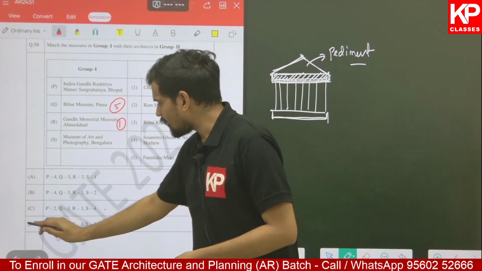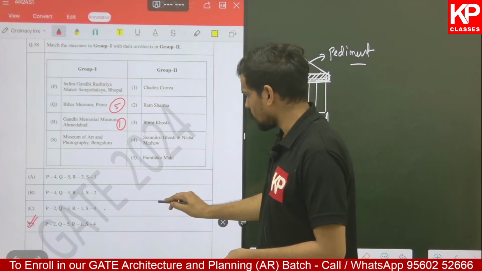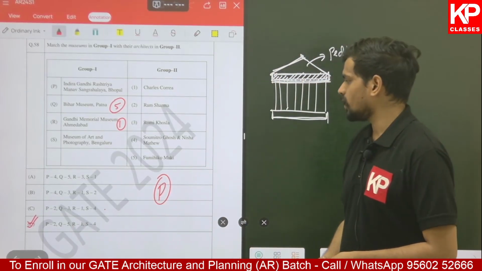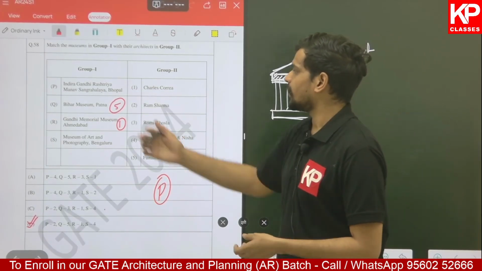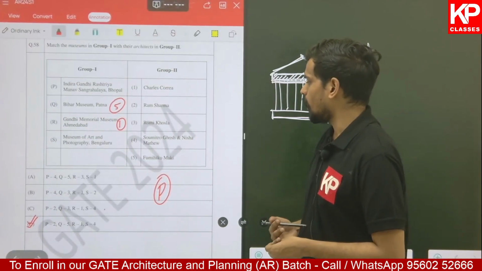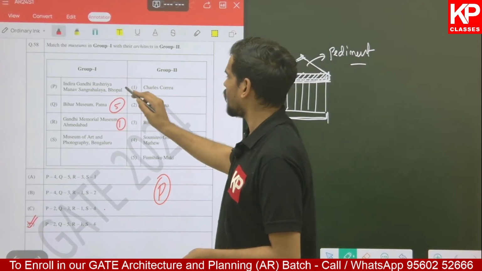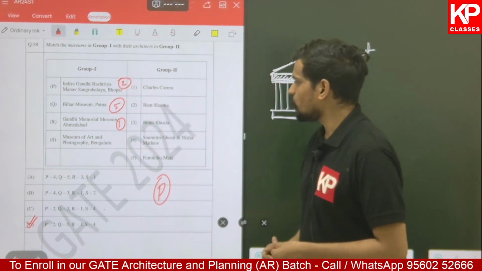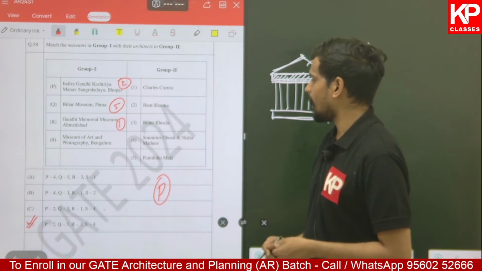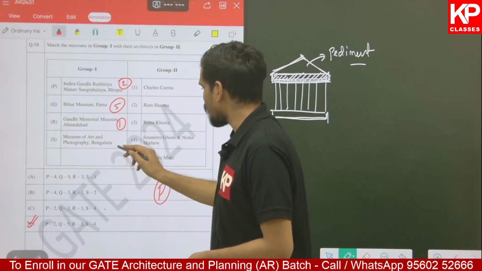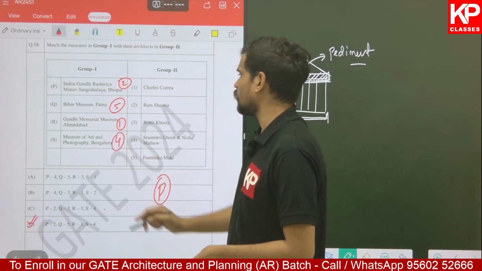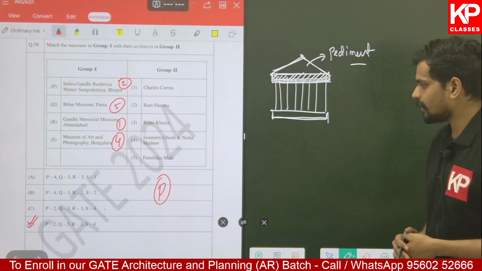So 5 and 1 probably you have it only in one option. That will be the correct answer, option D. You can also, if you know other options, answer from them. Indira Gandhi Rashtriya Manav Sangrahalaya at Bhopal was designed by Ram Sharma. And Museum of Art and Photography at Bangalore was designed by Soumitra Ghosh and Nisha Matthew. So option 4 for it. 2514 is the correct answer.